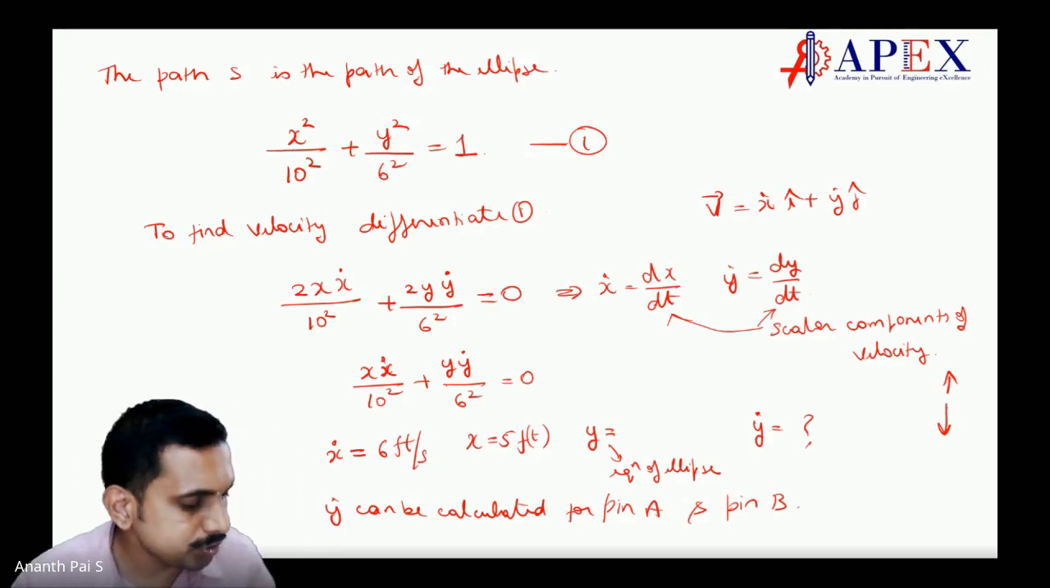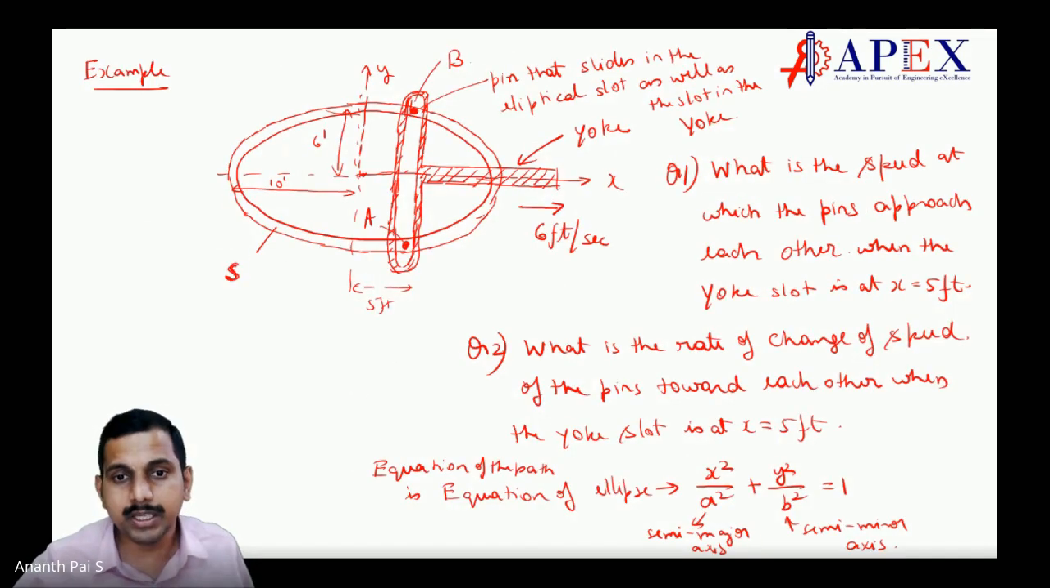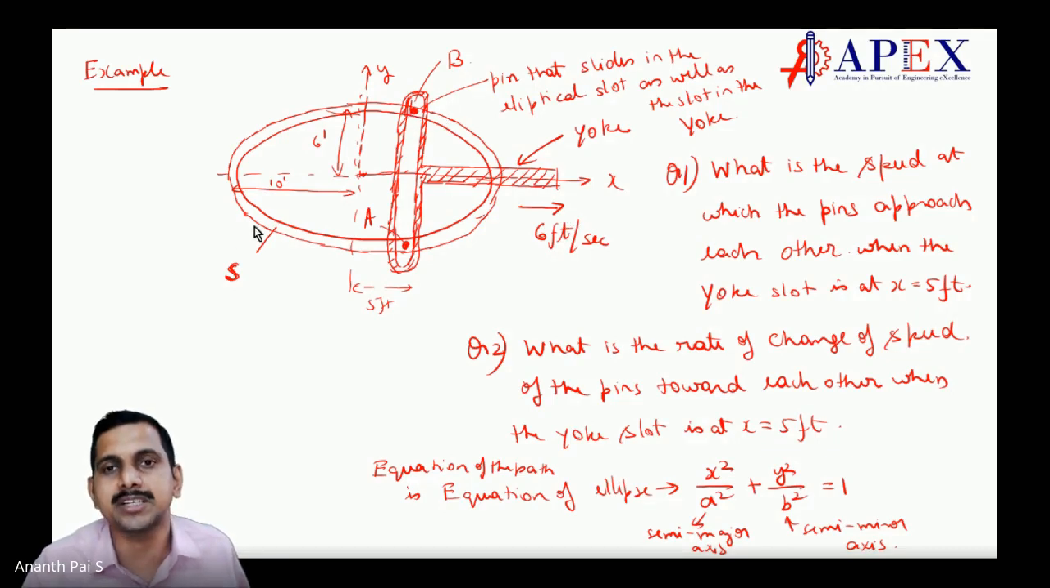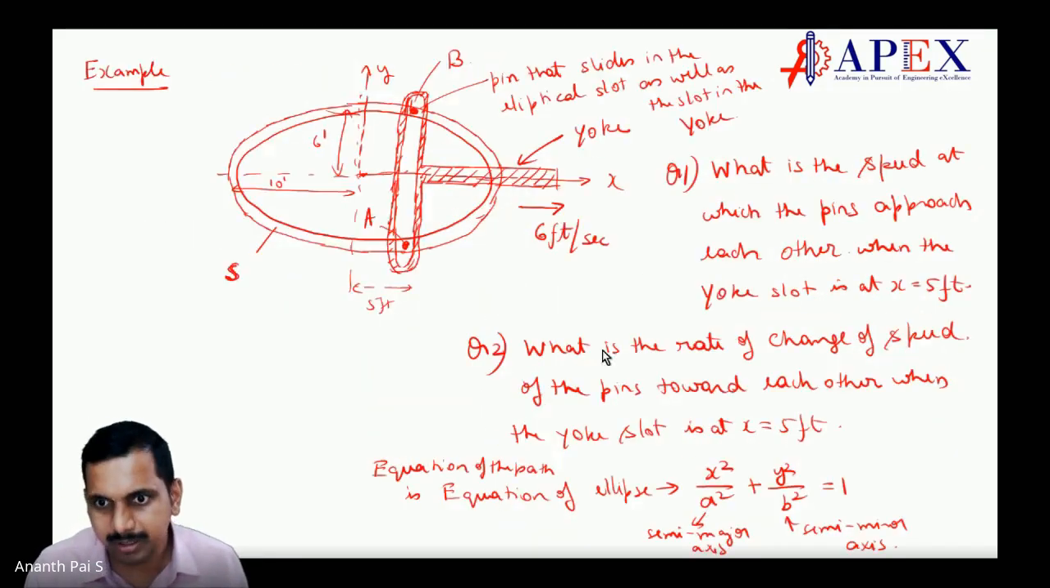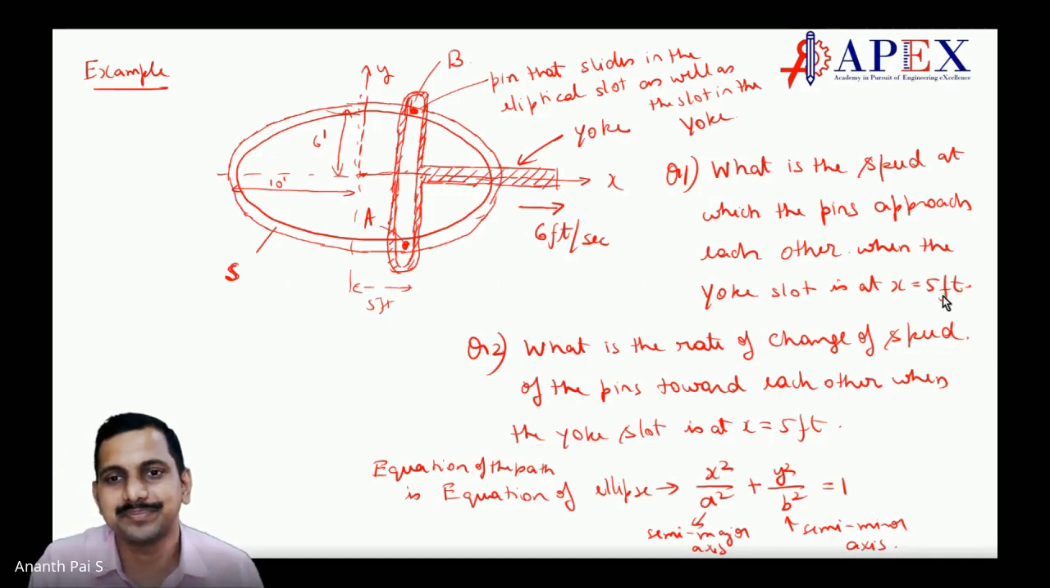Find it out. So can you explain why x dot is 6 feet per second? Because it is given in the equation. When the yoke is going at 6 feet per second, this also has to go at 6 feet per second, is it not? Because it is being pulled by the yoke. Yes, that's why it is 6 feet per second. x is equal to 5 feet because it is given in the question. Correct. Please do it.